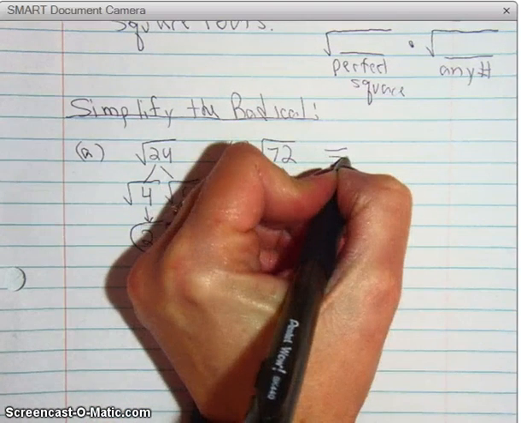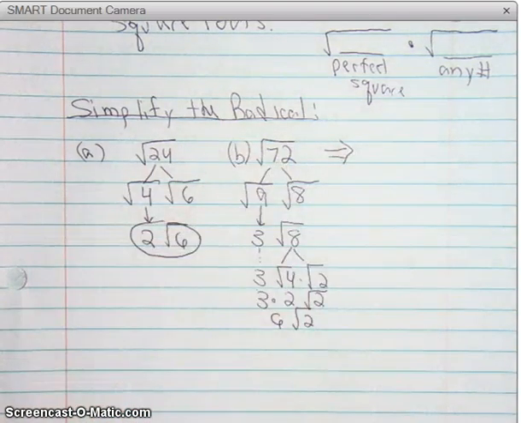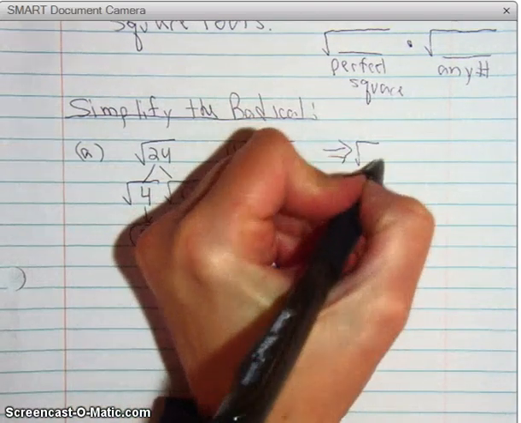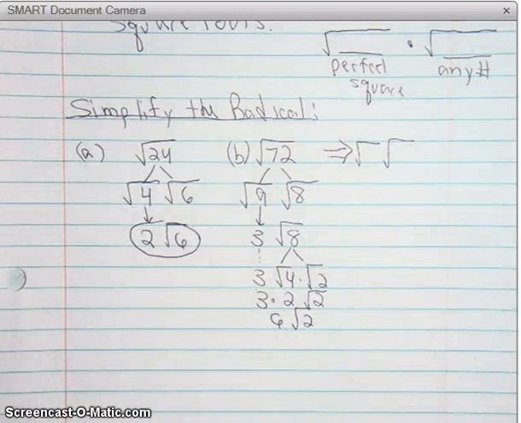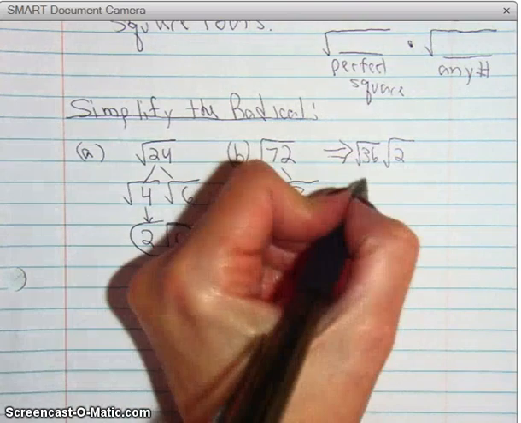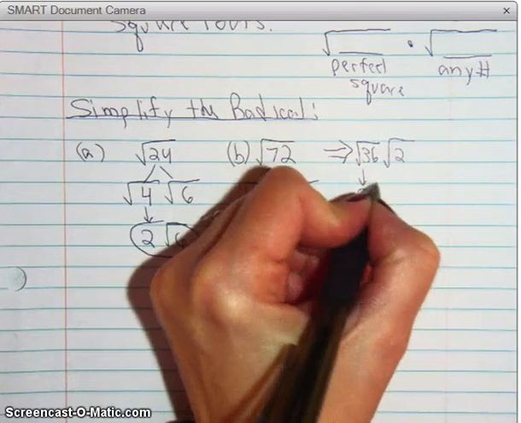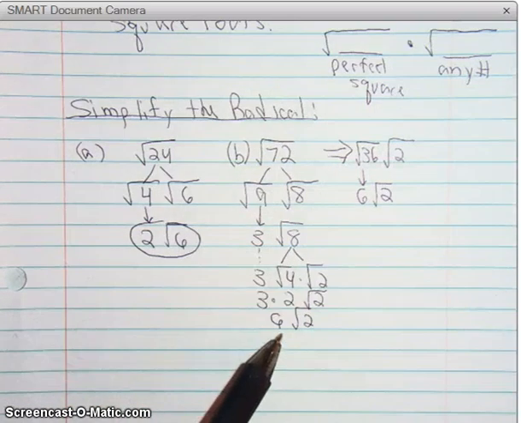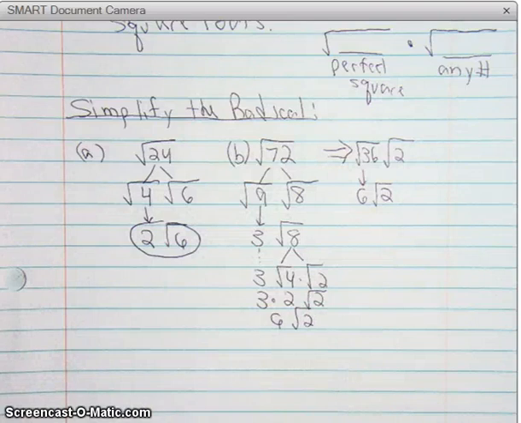Now, is there something else that we could have broken 72 down into right away? Is there a number in that list bigger than 9 that goes into 72, gang? 36. Yeah, 36 times what? 2. And then the square root of 36 is 6. Square root of 2 you can't do. Now, is it wrong to do it the long way? No, it's not. It's whatever works for you. This is just the shorter way.